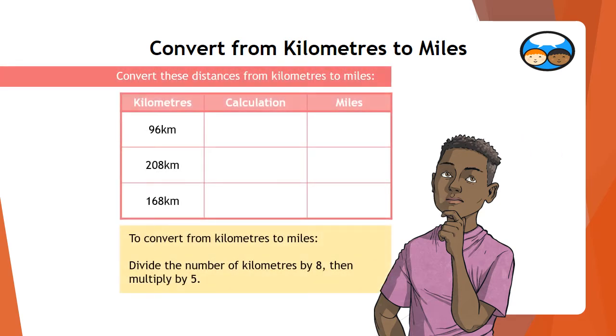Now it's your turn. Convert these distances from kilometres to miles. Remember, the key today is to divide by 8, then multiply by 5. Divide by 8, then multiply by 5. Pause the video here.